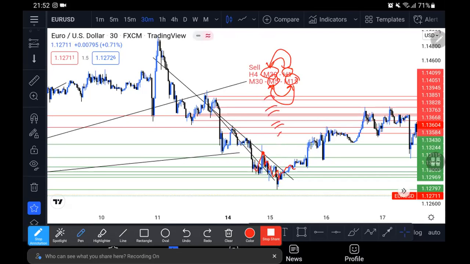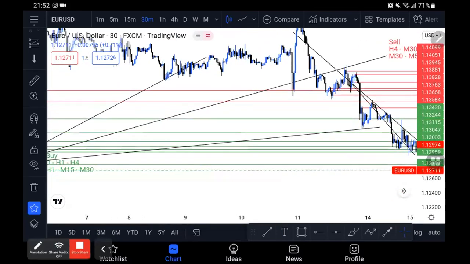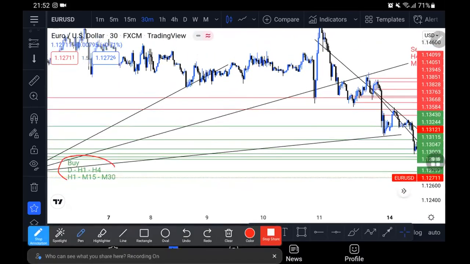Dan bila kita ambil buy pun, benda yang sama je repeat. Kita monitor dekat sini. Kita entry di H1, tunggu H4 break. H4 break, entry di H1 balik. Entry di M15, tunggu M30 break. M30 break, entry di M15 balik. Benda ni je kita ulang. So untuk part ni korang clear?